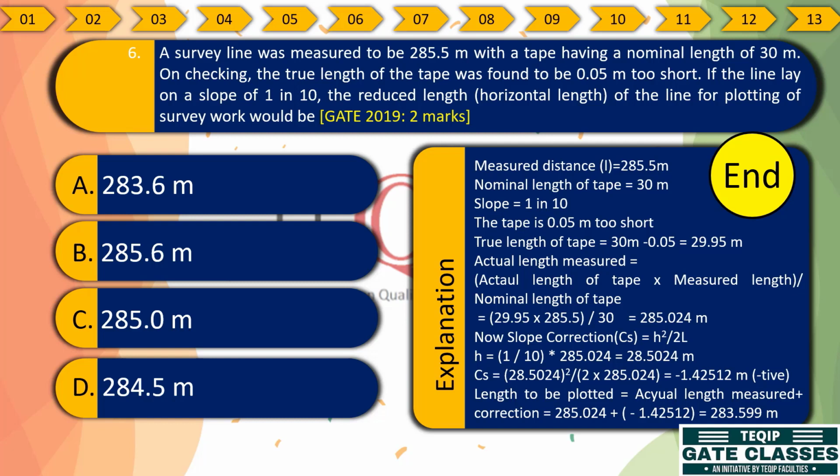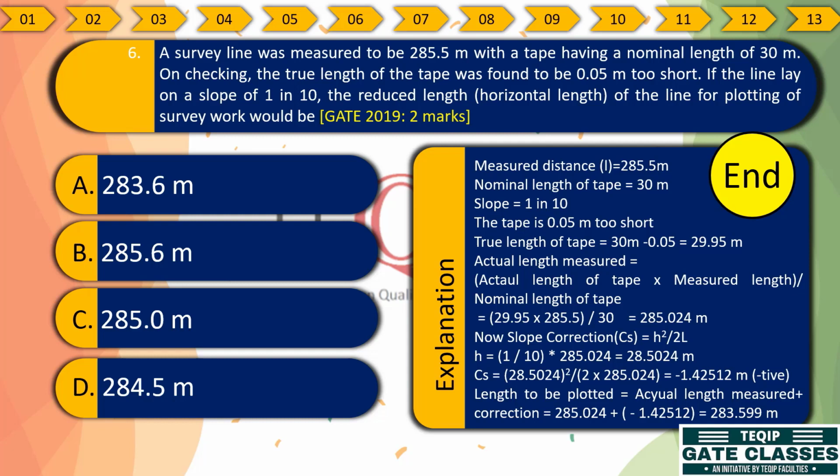Now the slope correction is needed because there is some slope. We know the slope correction from the previous question, that is h square by 2l. So h is equal to 1 by 10 into 285.024. That means h is calculated as 28.5024 meter. So we know h, we know l. Put in the values and get the answer. After calculation, we get the slope correction, that is 1.42512 meter. The slope correction is always negative.